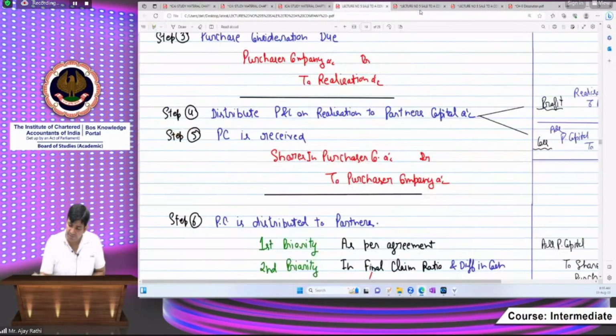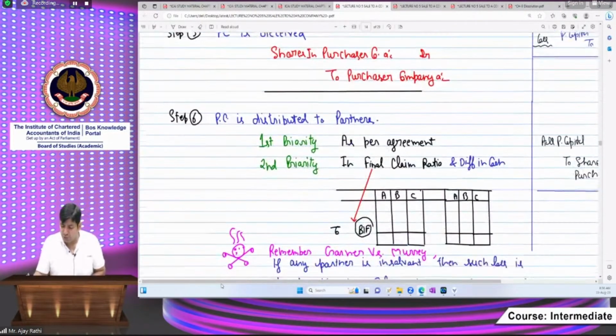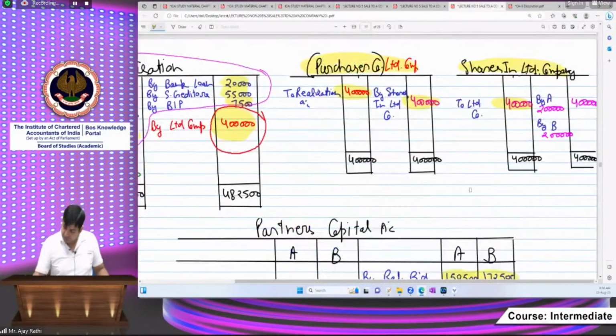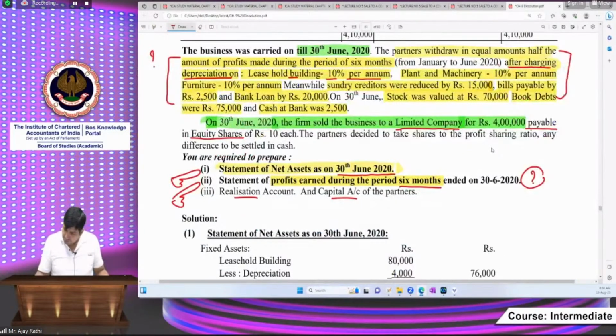Next step is there. That is PC distributed to the partners. Is there any agreement? No. If no agreement is there, beta, see, is there any agreement in the question? Question has not given any wording that such are to be distributed in that and that. Okay, yes, question has given us. Partners decided to take the shares in the profit sharing ratio, and that is 1:1. If question doesn't give this, then we shall be distributing such in the final ratio. Anyways, question has given us that partners will distribute the shares in the profit and loss ratio, that is 1:1.